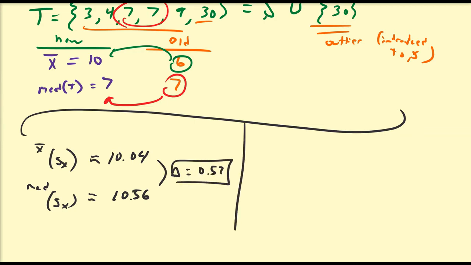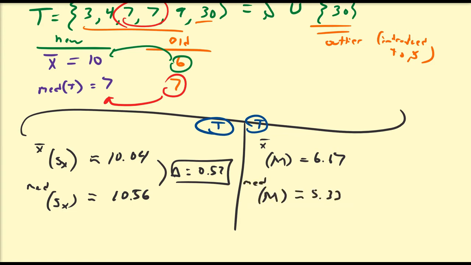And if we look at our mean absolute difference with respect to x bar for this new set T, so all these calculations are for set T, okay? The mean absolute difference with respect to x bar is going to be approximately 6.67, and the mean absolute difference with respect to the median is going to be approximately 5.33, with a difference of approximately 1.33.